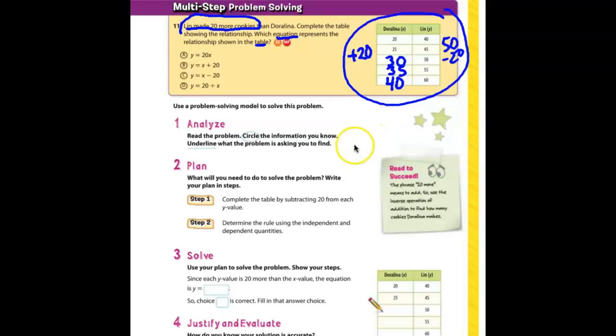Now we have to write our equation. And the equation always starts with the dependent variable y. They've chosen y as the variable too. So y is equal to x. But what has to happen to x in order to make it turn into y? So what did we do to 20 to make it a 40? We had to add the number 20. So this is the equation that we're writing. Down here it says since the y value is 20 more than the x value, the equation is y is equal to x plus 20.